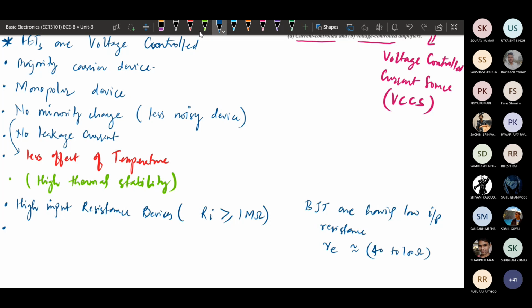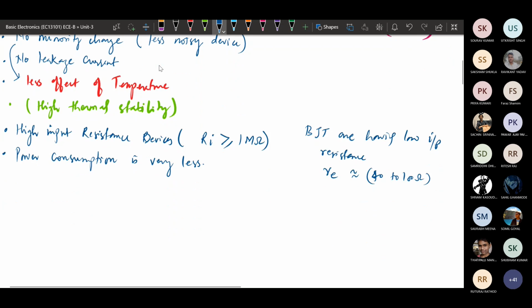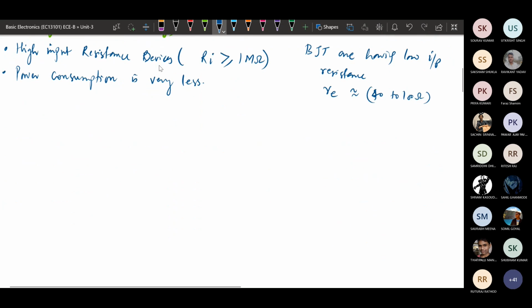Also, the power consumption in case of FETs is very less as compared to BJTs. And we will see some more properties compared to BJTs here.